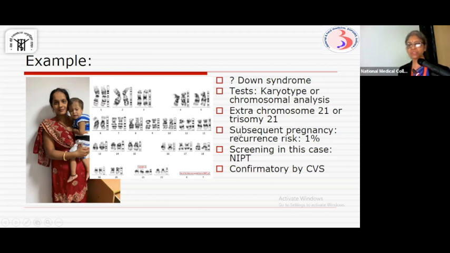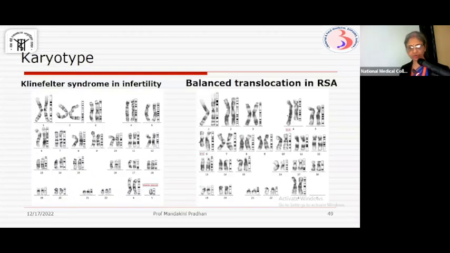So this patient, if she opts for a screening test, you should advise an NIPT, not a serum screen. And if the patient wants invasive testing straight away, you can do a CVS or an amniocentesis. This woman actually opted for a CVS, and it was normal.